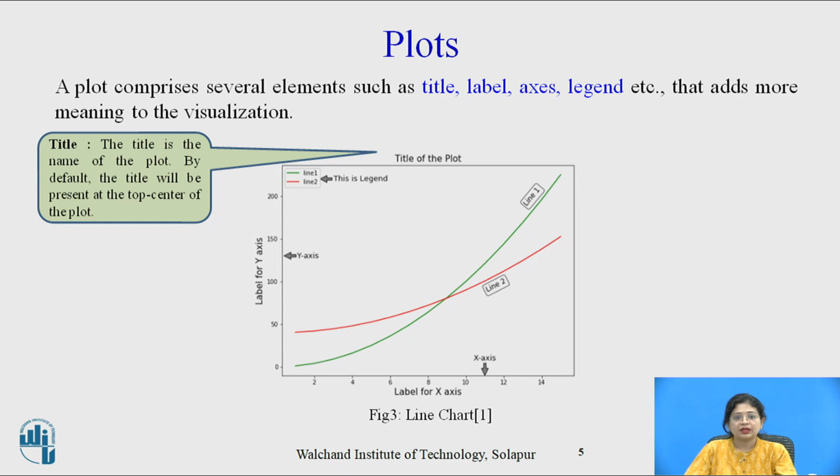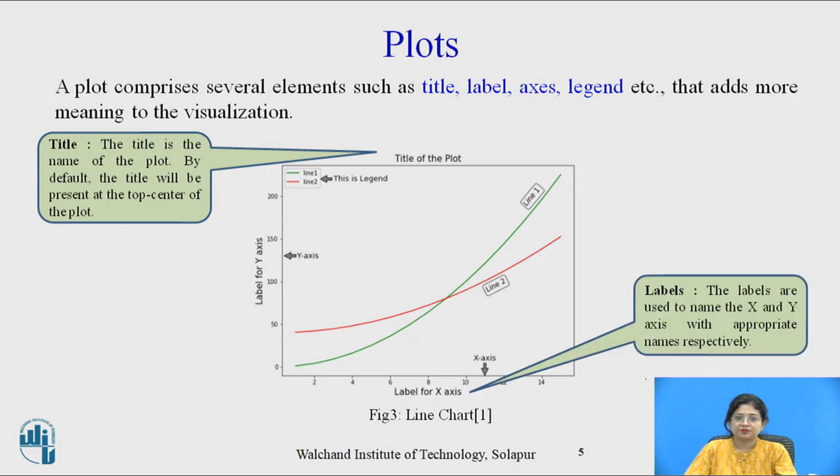Look here, the title of the plot. The title is the name of the plot, and by default the title will be in the middle or top center of the plot. Then look here, this is the label. The labels are used to name the x and y axis with an appropriate name respectively. So, you can give a label here on the x axis, and another label for the y axis.